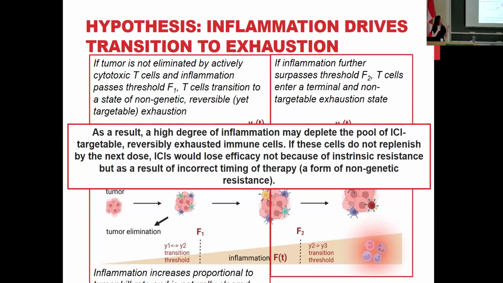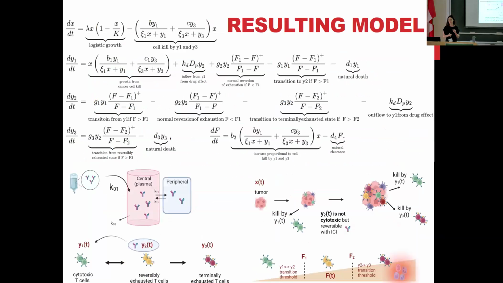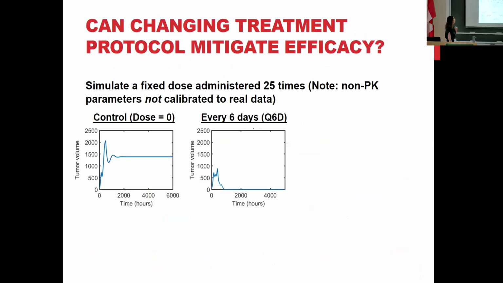If you don't wait long enough to give your next dose of the immune checkpoint inhibitor, what can happen is that the therapy might fail not because of some inherent resistance to the therapy, but because of improperly timed therapy. So that's what we want to explore. If you're interested in the equations, it's a single equation for tumor growth, one for each of the T cell populations, Y1 through Y3, and a single term for inflammation. And there is a two-compartment PK model for the immune checkpoint inhibitor.